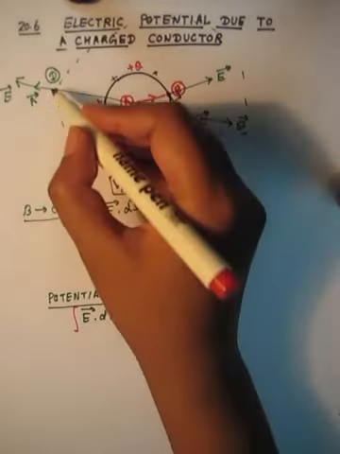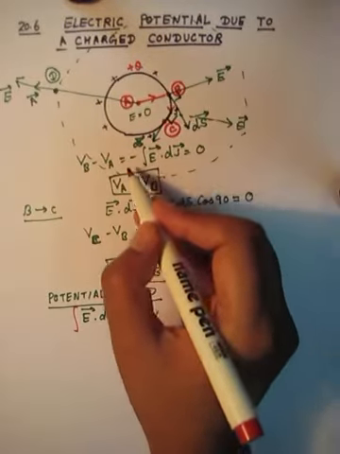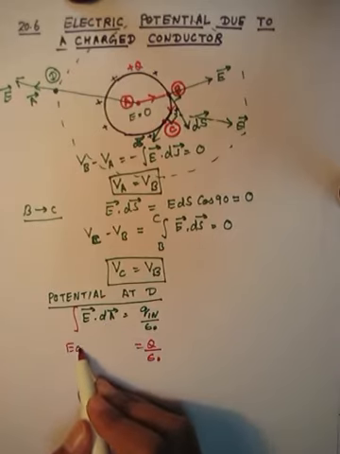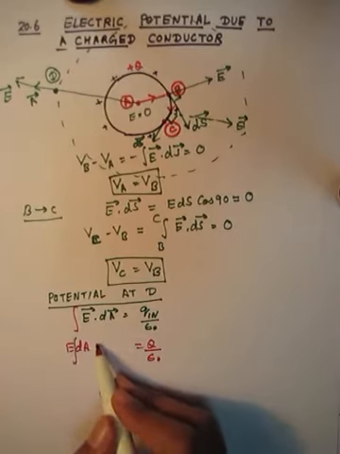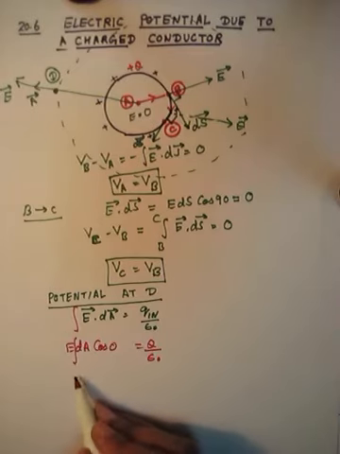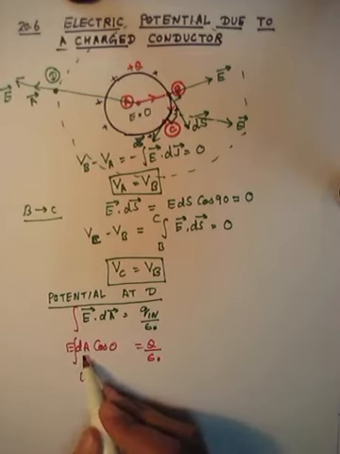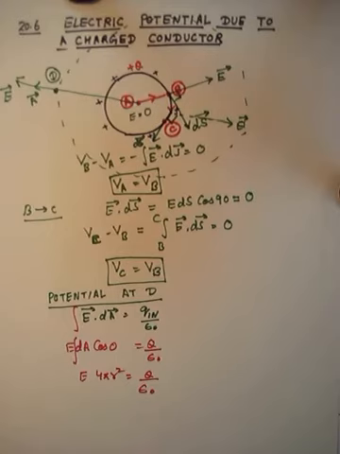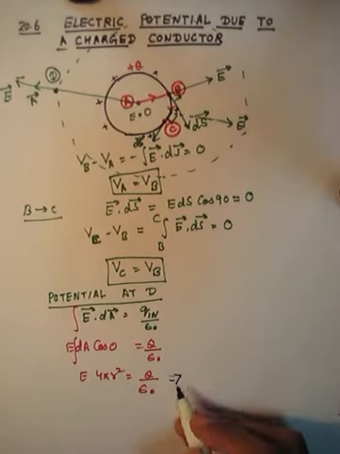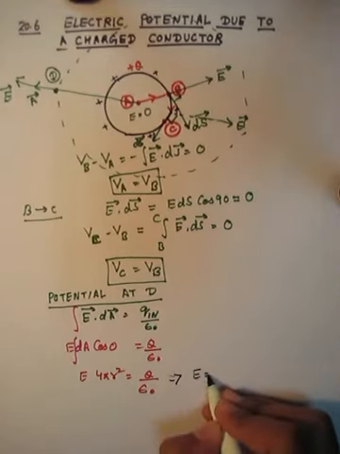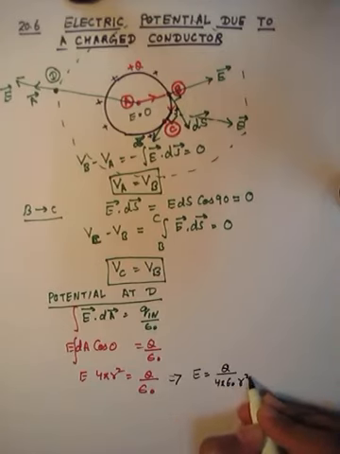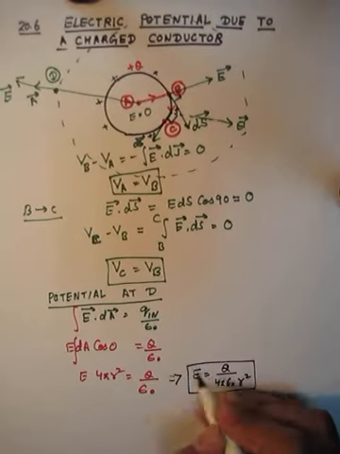And the electric field is uniform on this surface, and the angle between them is 0. So it will be the integral of E dA cosine of 0. It will be the total area 4 pi r square, equal to Q upon epsilon naught, which implies that the electric field will be Q upon 4 pi epsilon naught r square at that point.